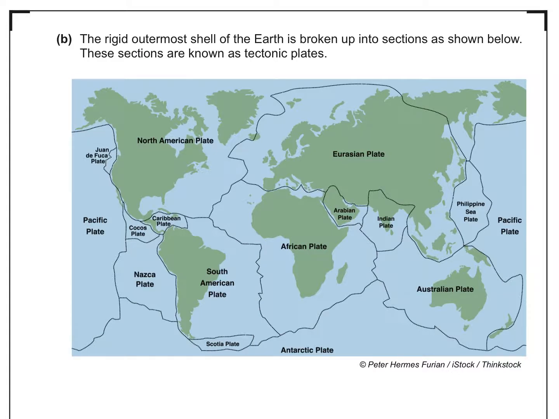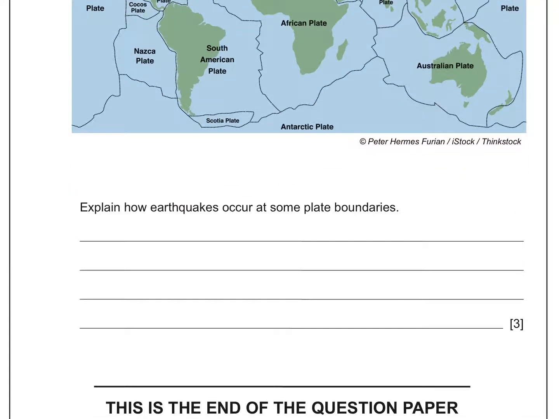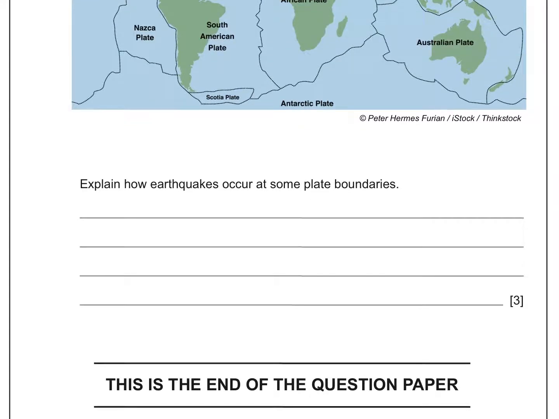Part B, the rigid outermost shell of the Earth is broken up into sections as shown below. These sections are known as tectonic plates. Explain how earthquakes occur at some plate boundaries.